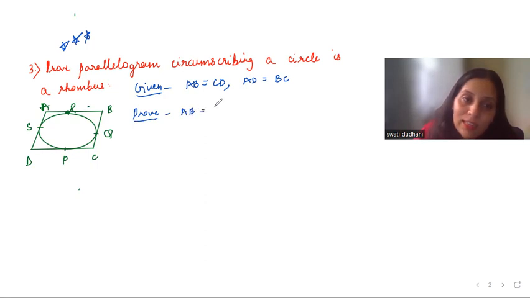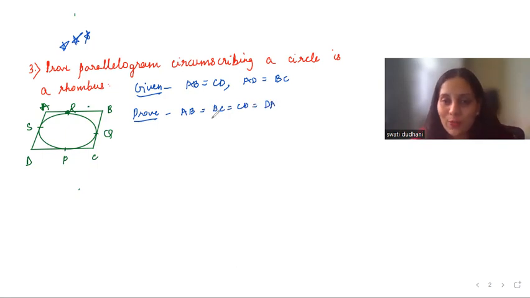All the sides are equal. AB equal to BC equal to CD equal to DA. So it's a rhombus we need to prove. Now here also we have all the external points and the lines are touching the circle, which means we have so many tangents over here.